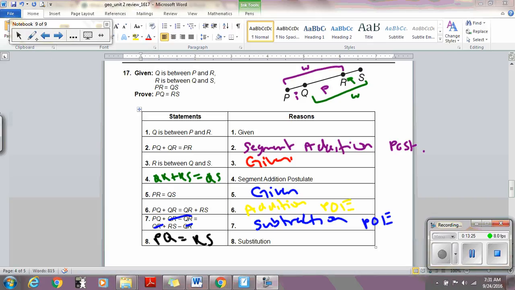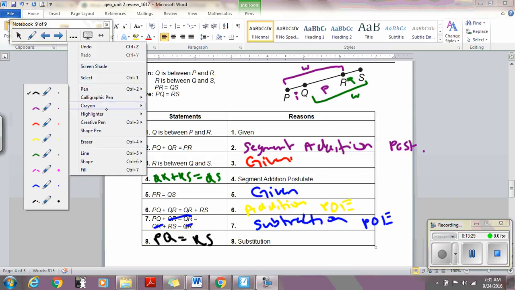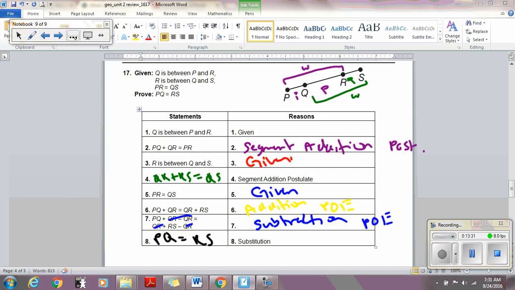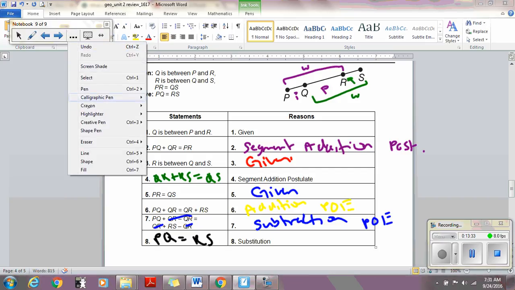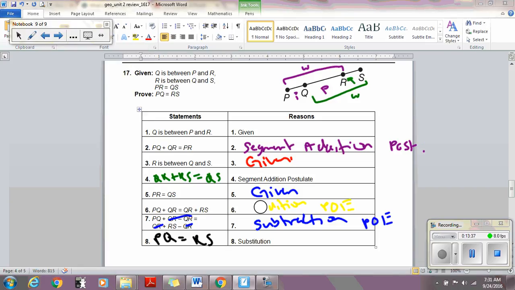I apologize. The reason for number 6 is not addition. And to understand it, you gotta pay attention to a few things.